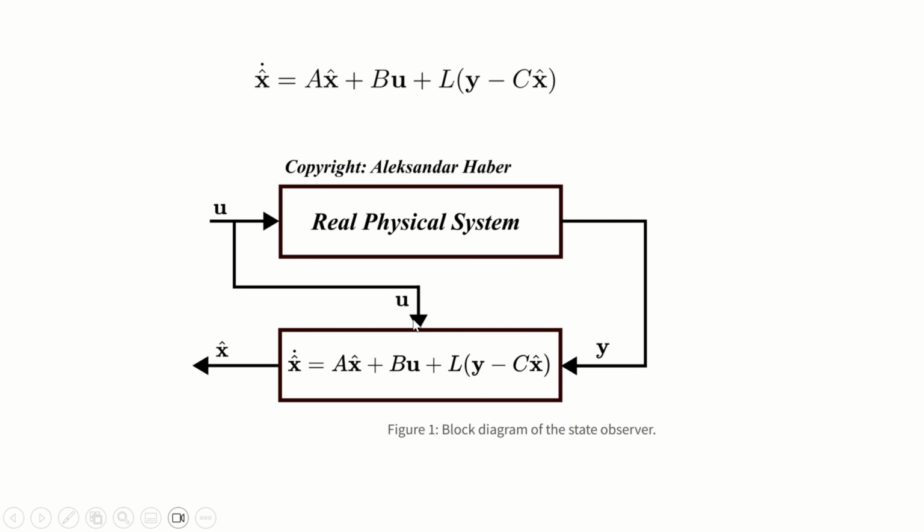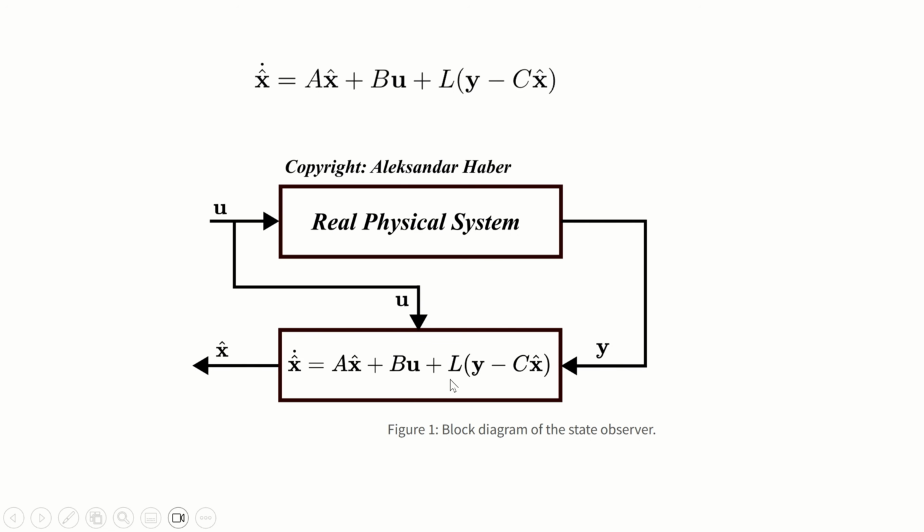So what is the input of the observer? The input of the observer is the control input of the real physical system and the observed output of the real physical system. To repeat, the inputs of the observer are the real control input of the real system, and the observed output of the control system. And the output of the observer is its state, x hat.